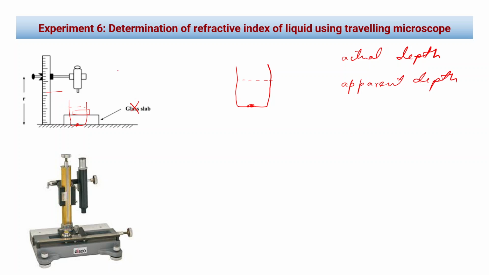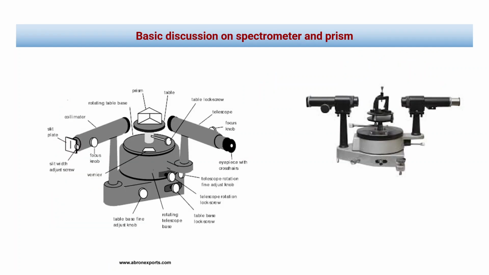So this was the experiment, and then you can take the ratio and find out the refractive index. Okay, the next discussion was starting on spectrometer and prism, but this is again going to be more lectures on this in the coming week. So I think we can discuss later, but basically a spectrometer is something that looks like this.